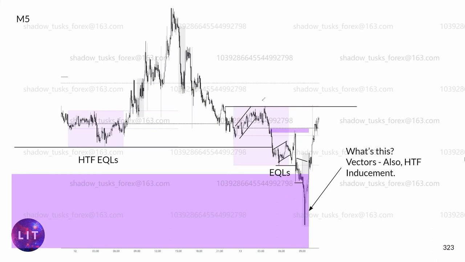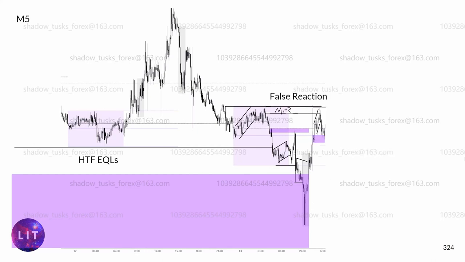We're coming up to Asia high. So at this point, if we come into this, is this going to be a valid mitigation? I'll let you think about that one. Obviously not, right? It's going to be a false reaction from this overall liquidity. We go into a build up, induce that build up to the downside, come back down, mitigate this zone right here.